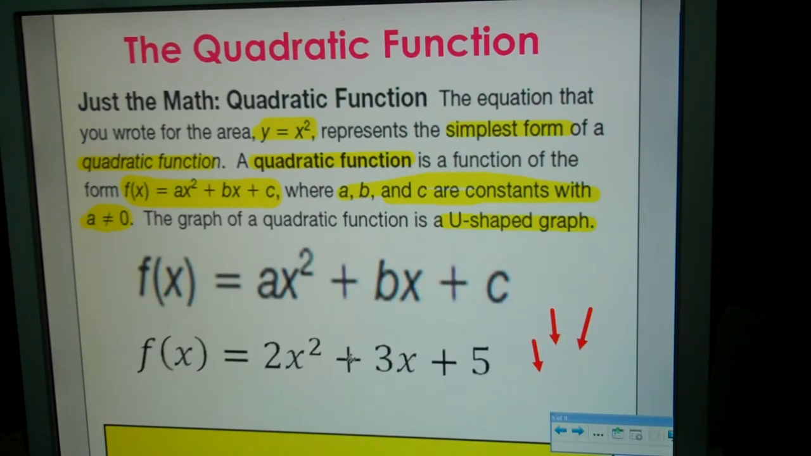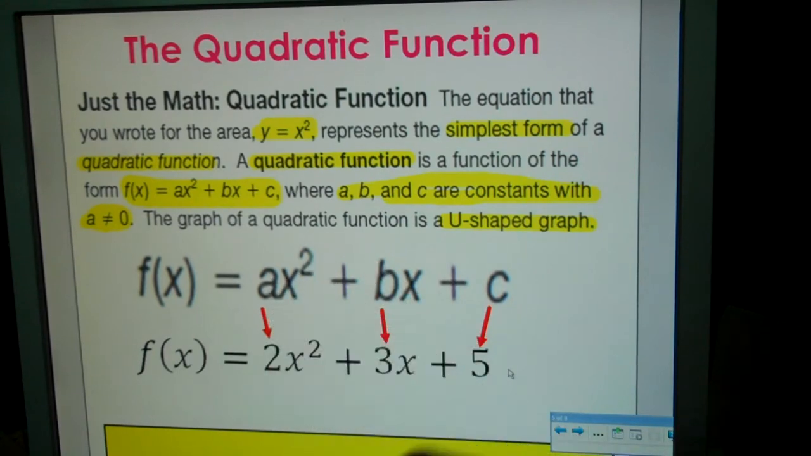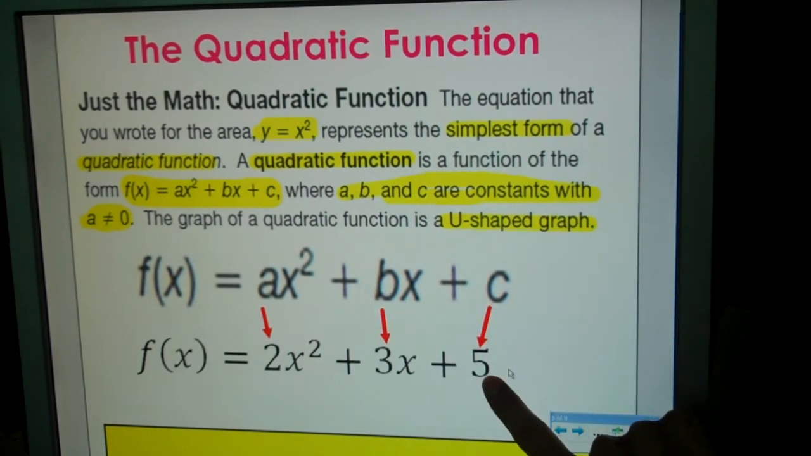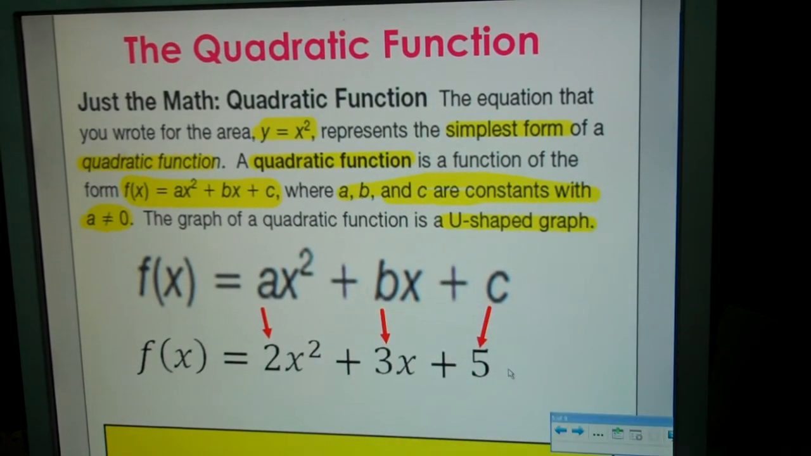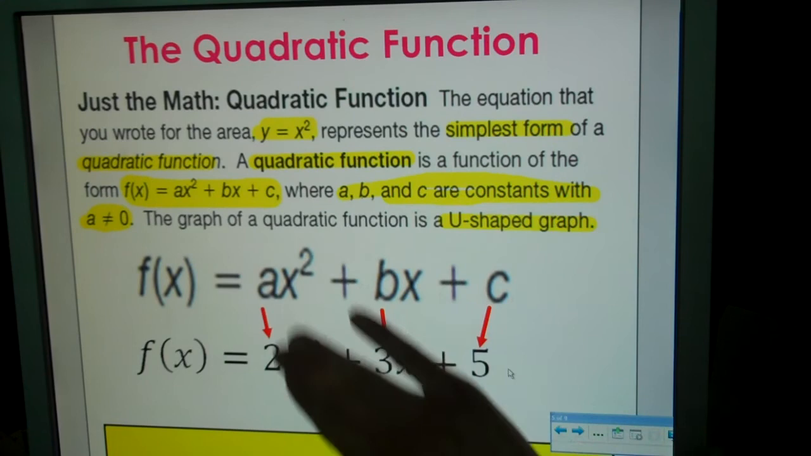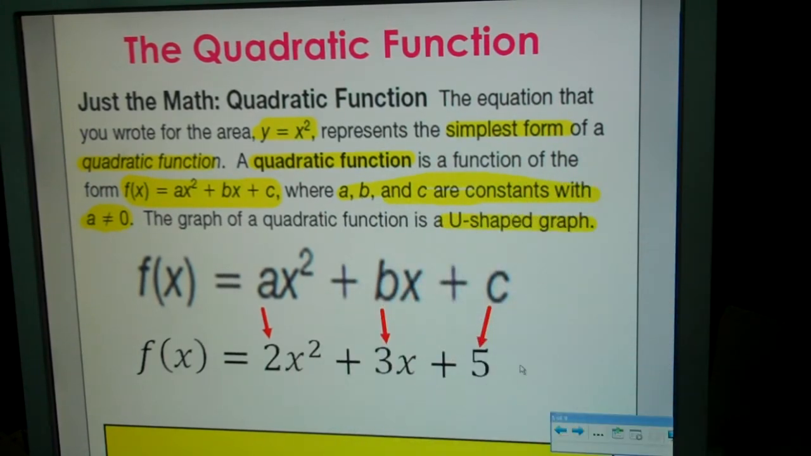So here's one right here. So a would correspond to which number? A would be 2, B would be 3, and C would be 5. So if I asked you what are the parts A, B, and C of this quadratic function, you would say A is 2, B is 3, and C is 5. We'll learn later what those numbers actually mean, but you just need to be able to identify them right now.